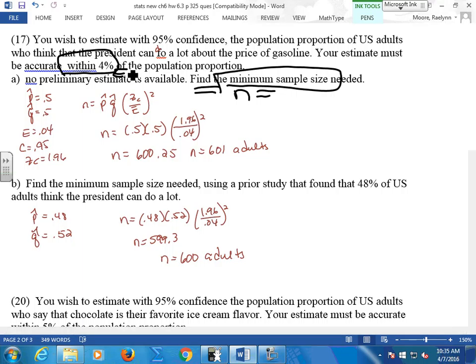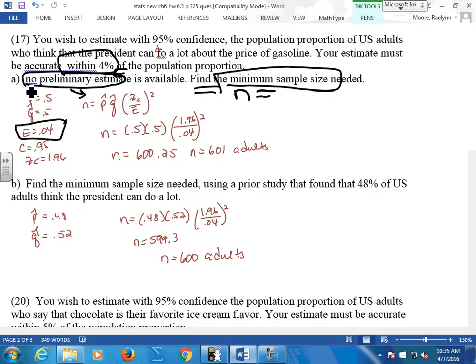So you're going to have to make that 0.04, otherwise you're going to get very few in your sample if you divide by 4. Probably just one person in your sample when you round up. So we plug it in, I give you this formula. If there's no preliminary estimate, that means we have to go with 50% say yes, 50% say no. So 50-50. And we always round up on your N.